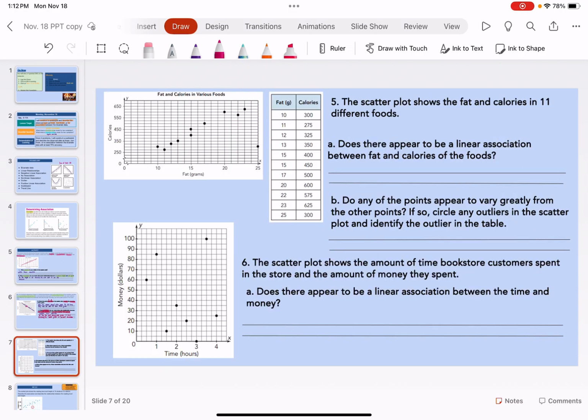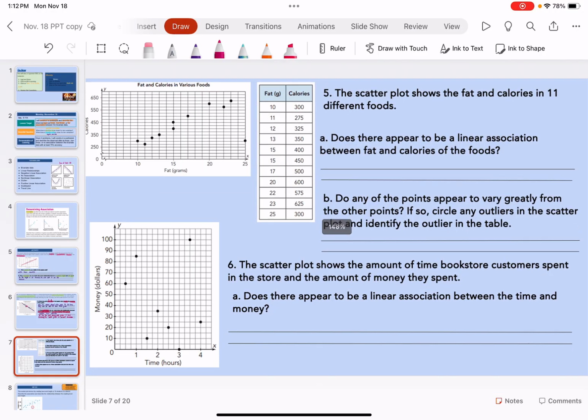Okay, so we have question number 5. The scatter plot shows the fat and calories in 11 different foods. So this graph is comparing the fat and calories, and for this problem, we have to decide, A, does there seem to be a linear association between fat and calories of the food? So the first thing I'm going to do is go ahead and draw my line of best fit. So let's check. We have 1, 2, 3 dots above, 1, 2, 3, 4, 5 dots below. Not my best line, but I can see a trend, or I can see the relationship. So yes, a positive linear association.